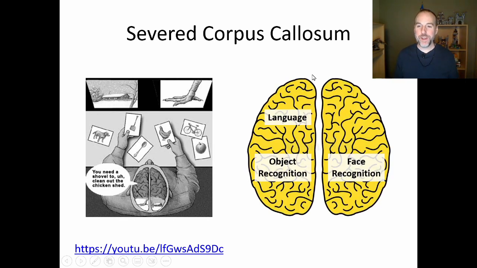Before you watch the video, a reminder of some content we've previously seen. Remember that language processing, at least in most right-handed people, is mostly dominant in the left hemisphere. And face recognition, remember when we talked about prosopagnosia, is dominant in the right hemisphere, and object recognition is dominant in the left hemisphere. This is going to be important when we look at Joe and how he can process information independently in each hemisphere.